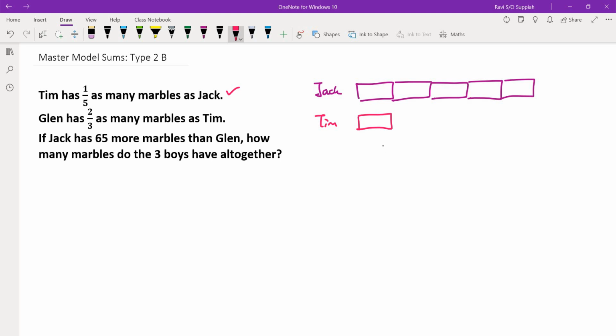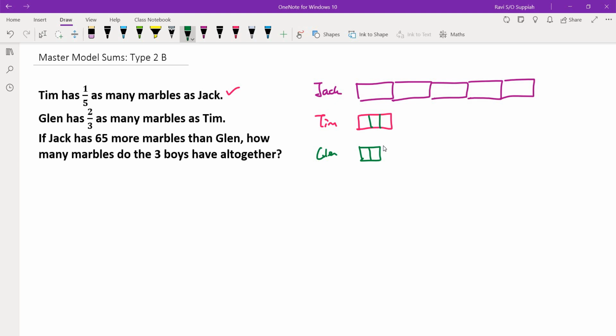Now, in the second sentence, we are told that Glenn has 2/3 as many marbles as Tim. So I need to break up Tim's block into 3 parts. Out of the 3 parts, 2 parts is what Glenn has. So Glenn has 2 parts, and these 2 parts are equivalent to the 2 small parts from Tim.